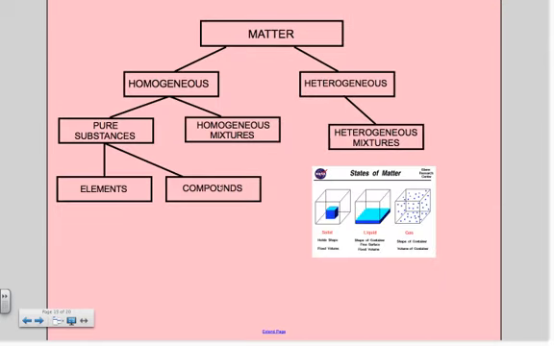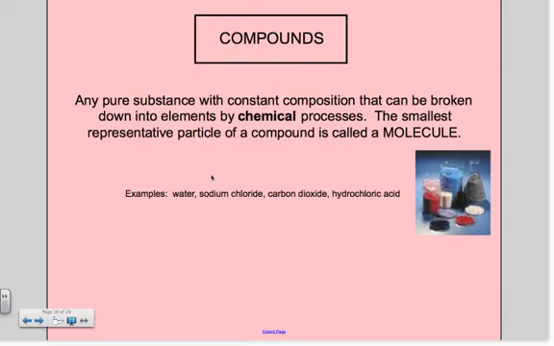Compounds, however, are any pure substance with constant composition that can be broken down by chemical processes. The smallest representative particle of a compound is called a molecule. So if I have one water in my hand, I have one molecule of water. What is water? It's H2O. It's made up of two elements, hydrogen and oxygen, and water can be chemically broken down into hydrogen and oxygen. So water, sodium chloride, carbon dioxide, hydrochloric acid, these are all compounds.